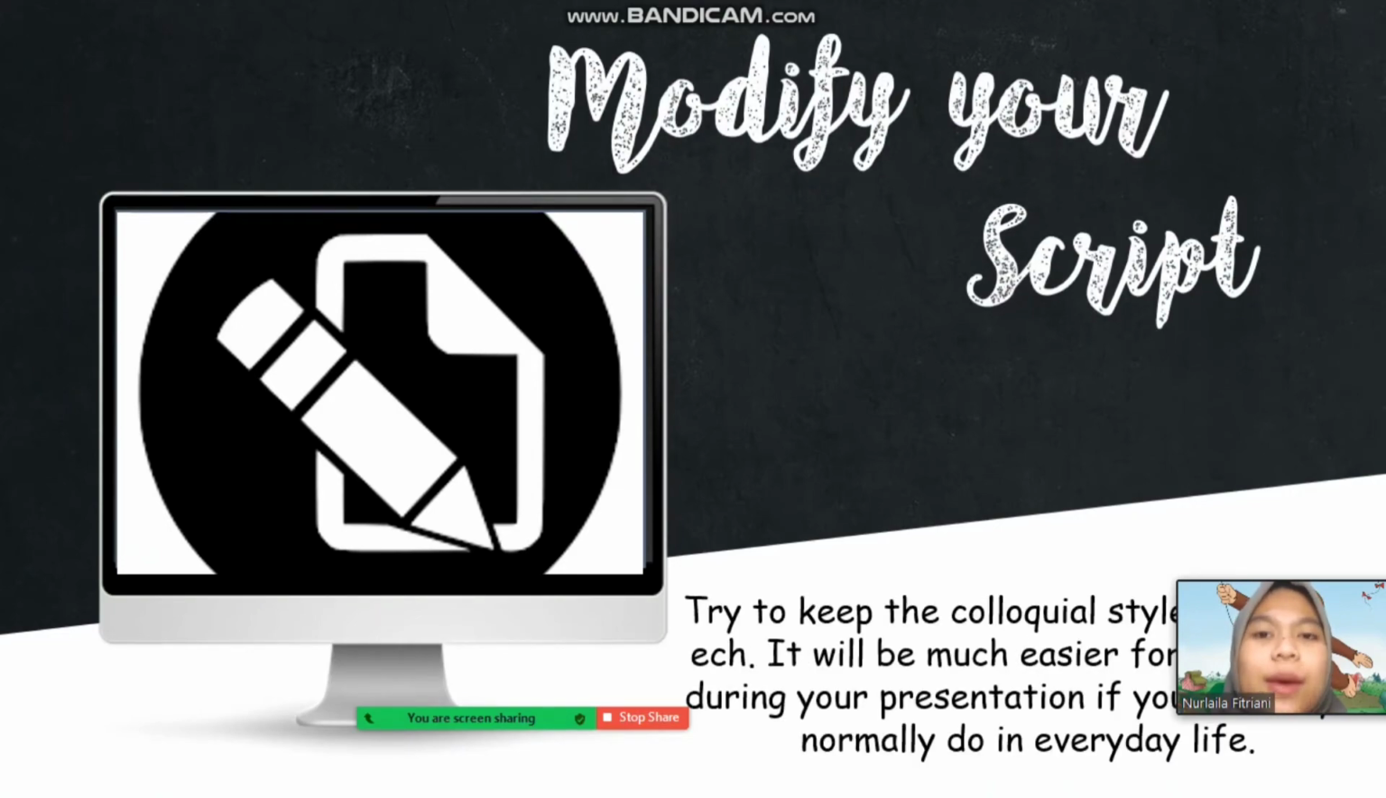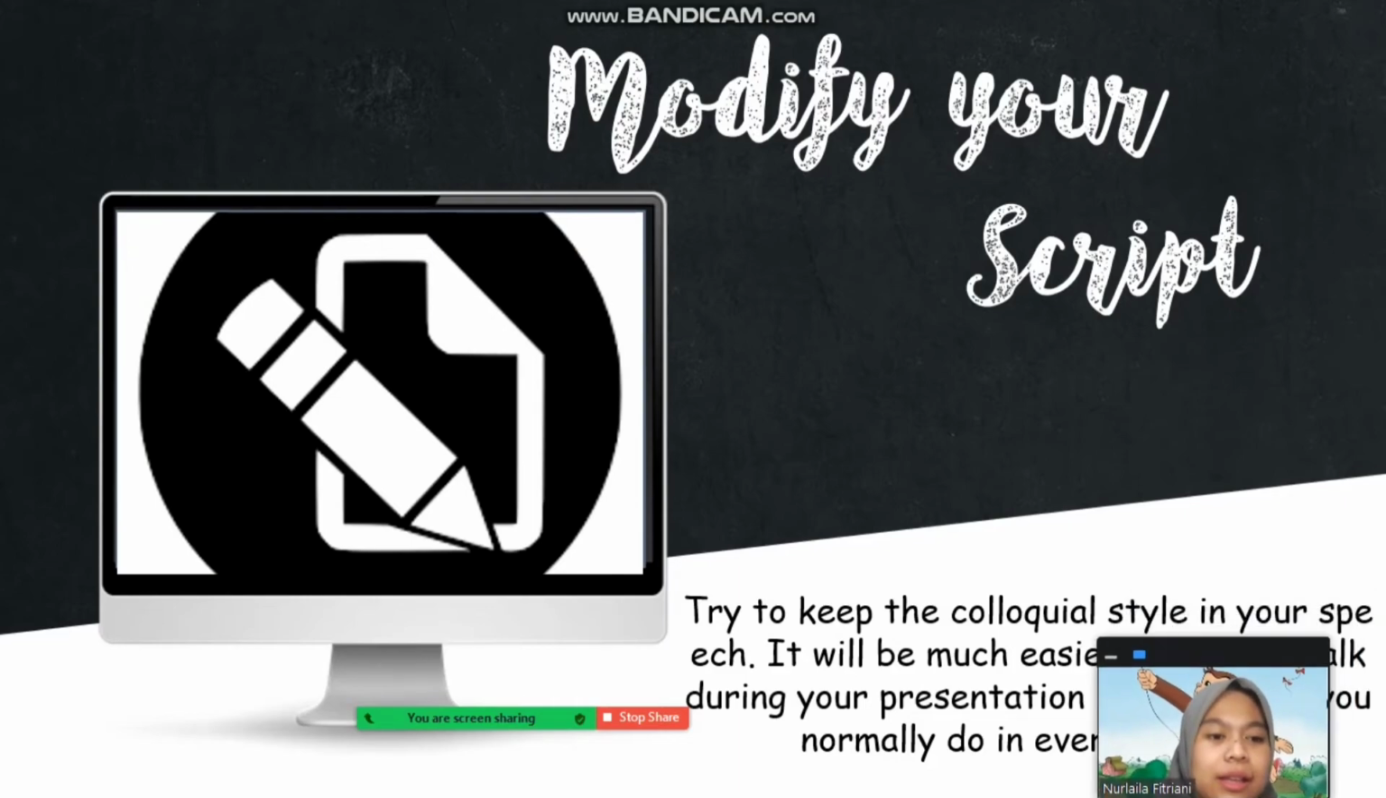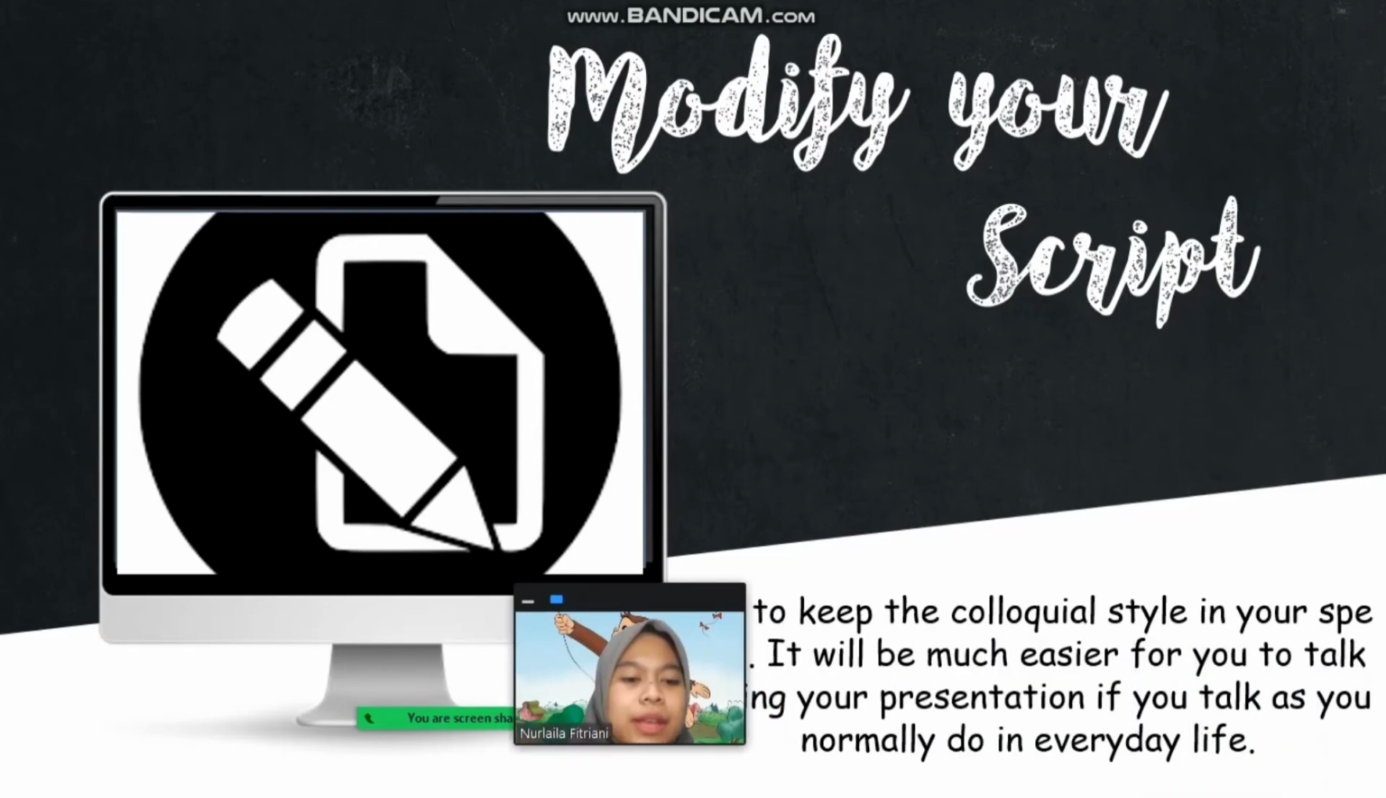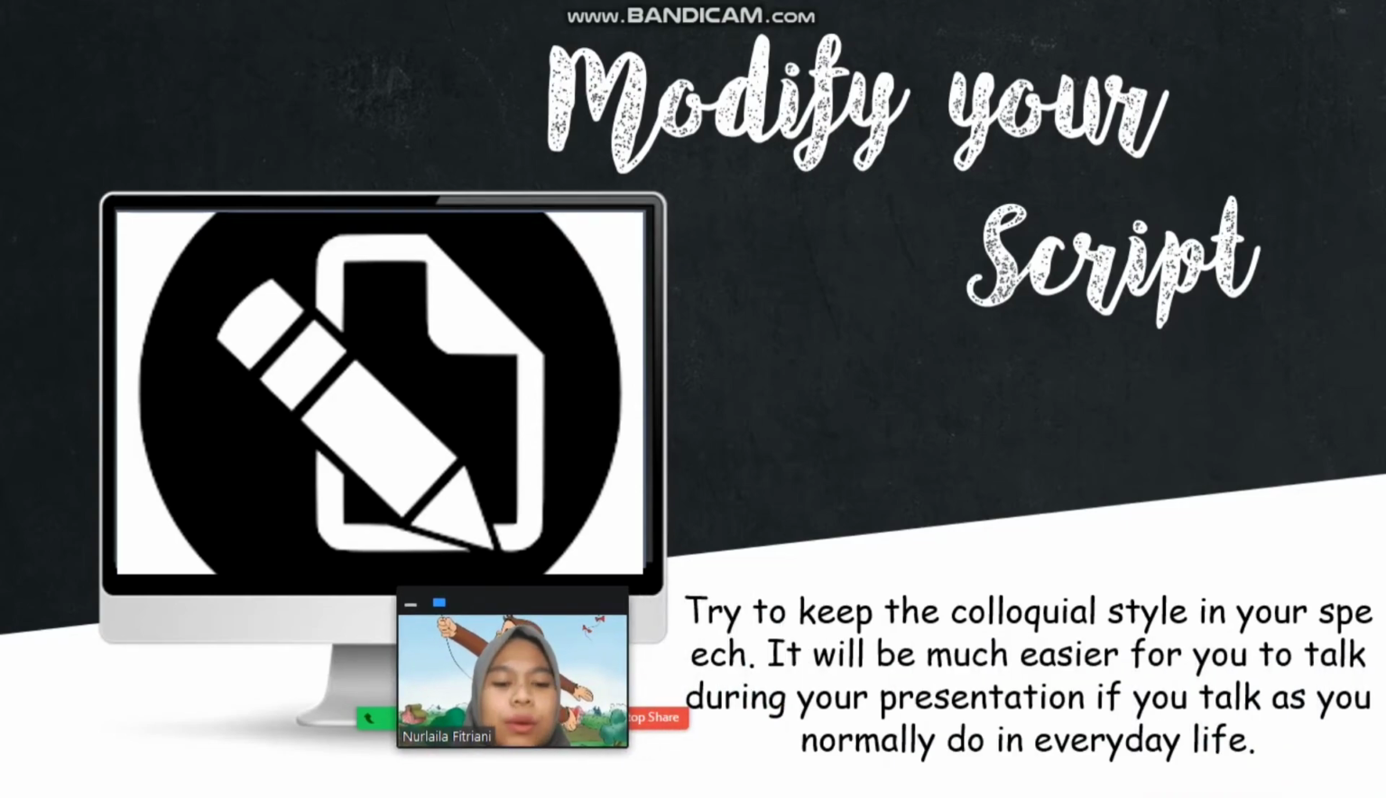Okay, the next one is modify your script. After you make a slide, please try to read your script for the presentation again and modify it. Add something that you want to add. Try to keep a colloquial style in your speech. It will be much easier for you to talk during your presentation if you talk as you normally do in everyday life.